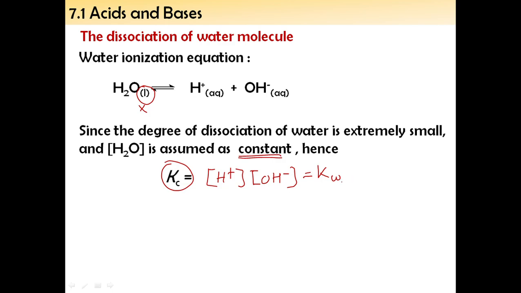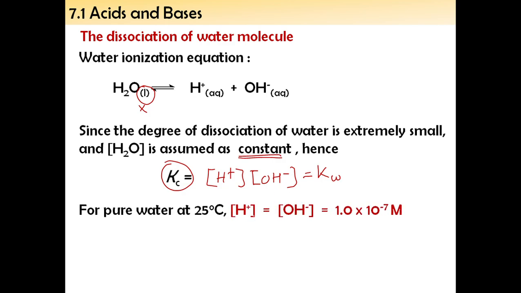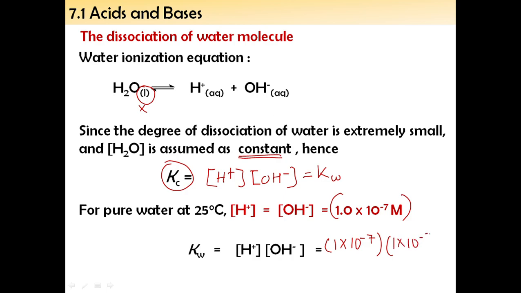Okay, boleh? Jadi sekarang, bila kita dah dapat nilai KW macam ni, untuk pure water at 25 degree Celsius, the concentration for H plus equal to OH minus, iaitu this concentration. Okay, jadi I'm going to substitute the value into our expression. Jadi H plus, the concentration is 1 times 10 to the power of negative 7. And OH minus pun sama sebab equal kan? So, darab 10 kuasa negatif 7 juga. Okay, jadinya bila saya simplify this, kita tekan calculator, awak akan dapat nilai KW sama dengan 1 times 10 to the power of negative 14. So, this is the KW dissociation constant untuk water.